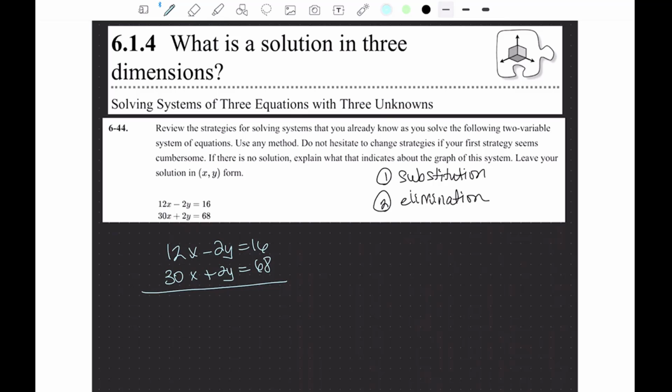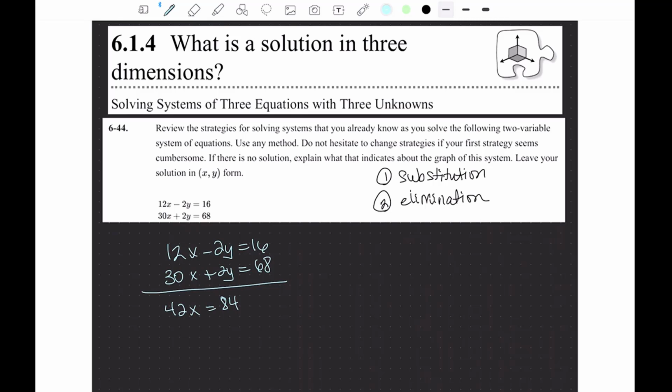So when I add my x's, I end up with 42 x's. When I add my y's together, they go away. And that's going to equal what? 80. I think I heard somebody say 84. You've got to speak up sometimes so I can hear it.